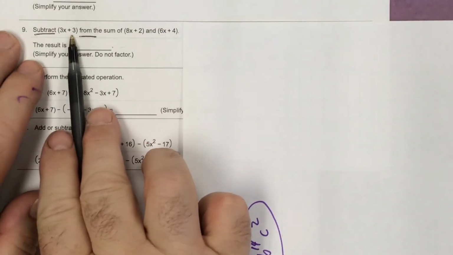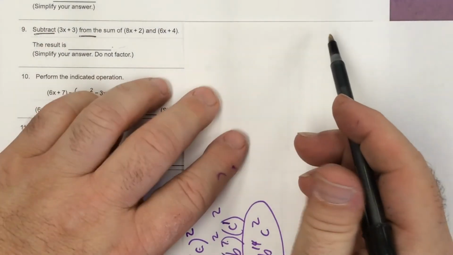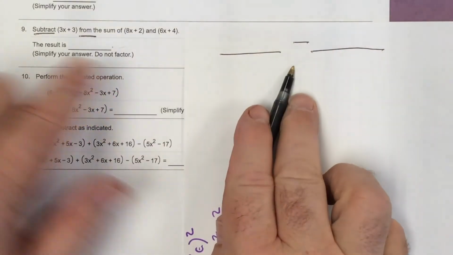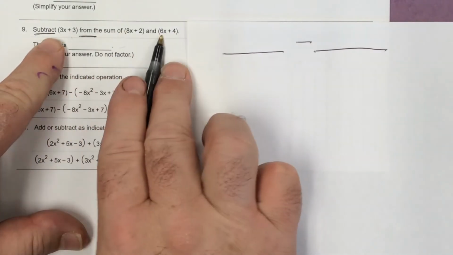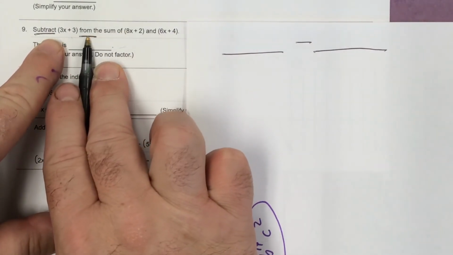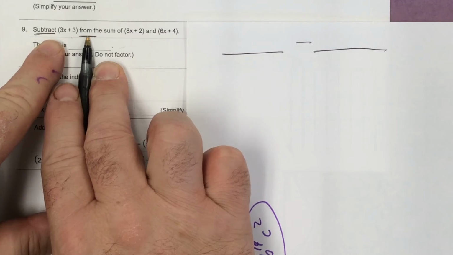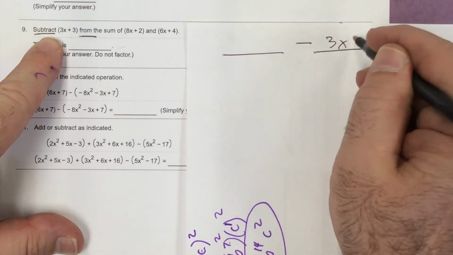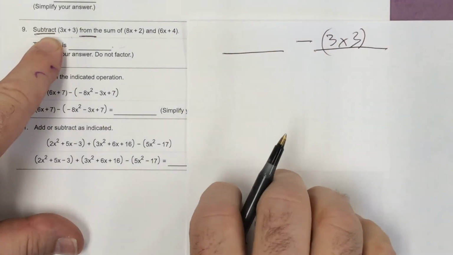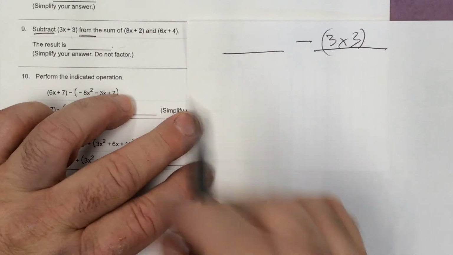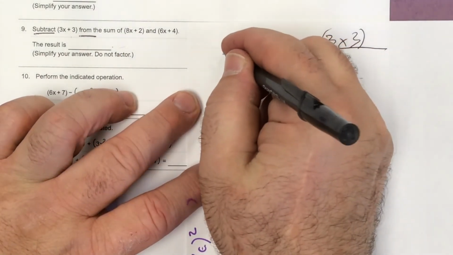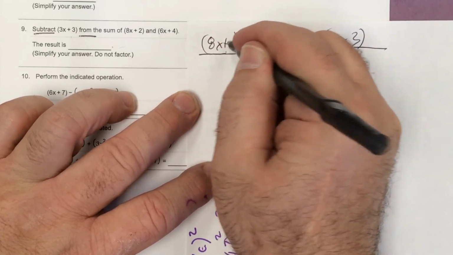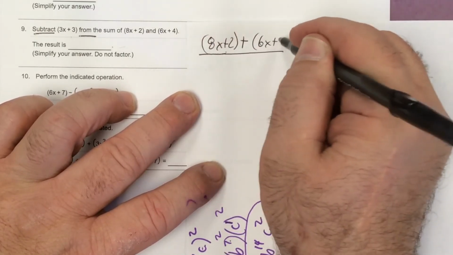In question 9, it says subtract this from this quantity here. So I'm subtracting two things, so it's going to look like this. It says to subtract this from this quantity. From is a flip word. And because from is a flip word, that means what's going to come first is going to go last. And I need to put that in parentheses. But what's the first part? The first part is the sum of these two things. What are those two things? 8x plus 2, and then 6x plus 4.